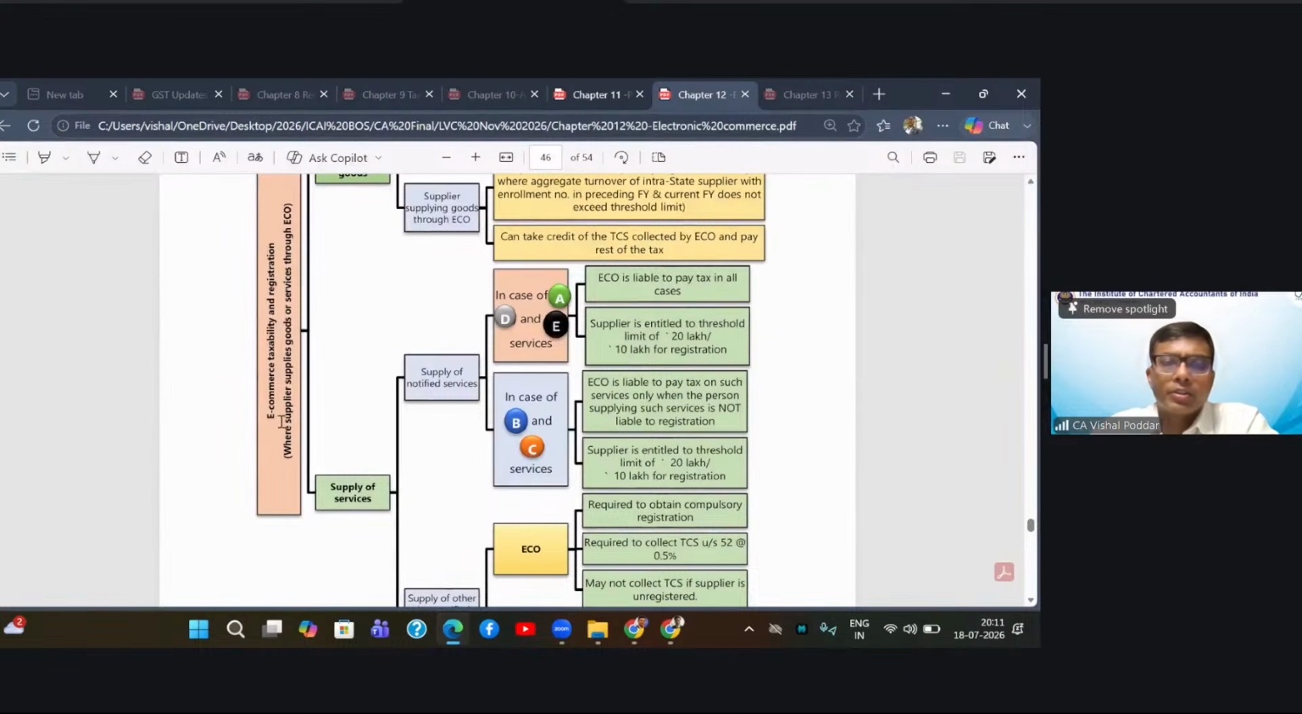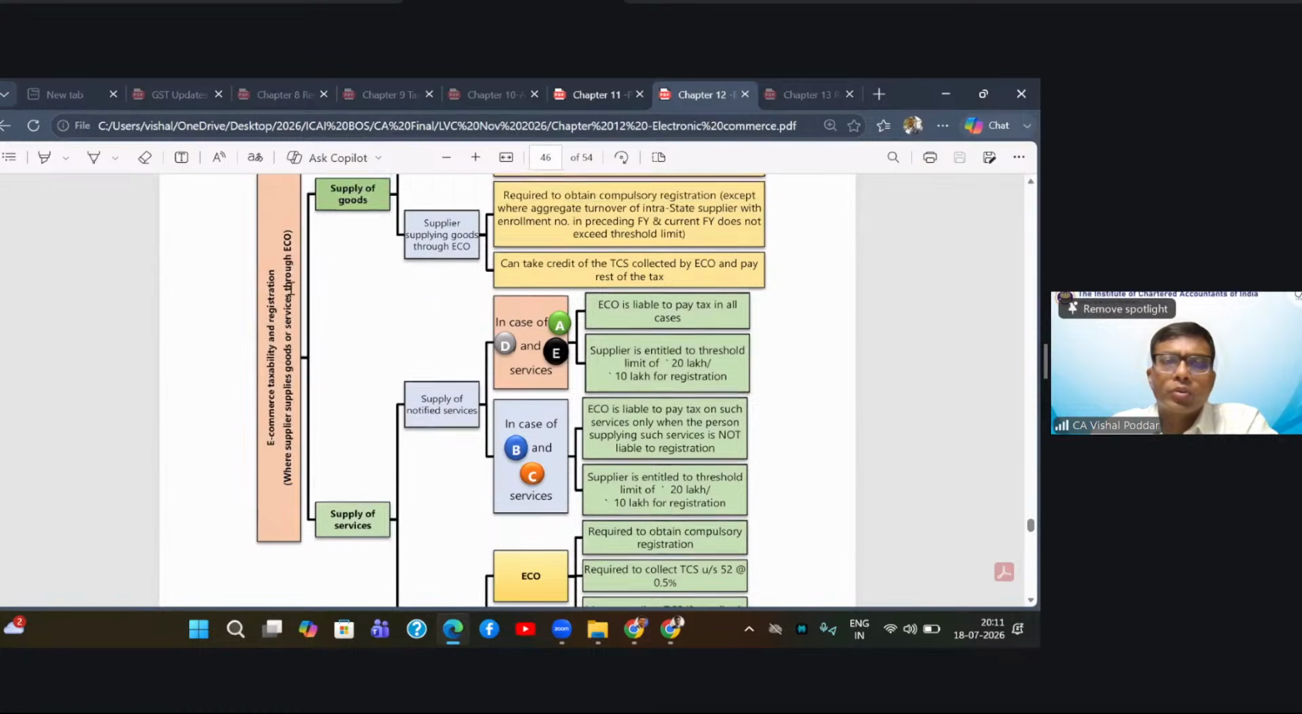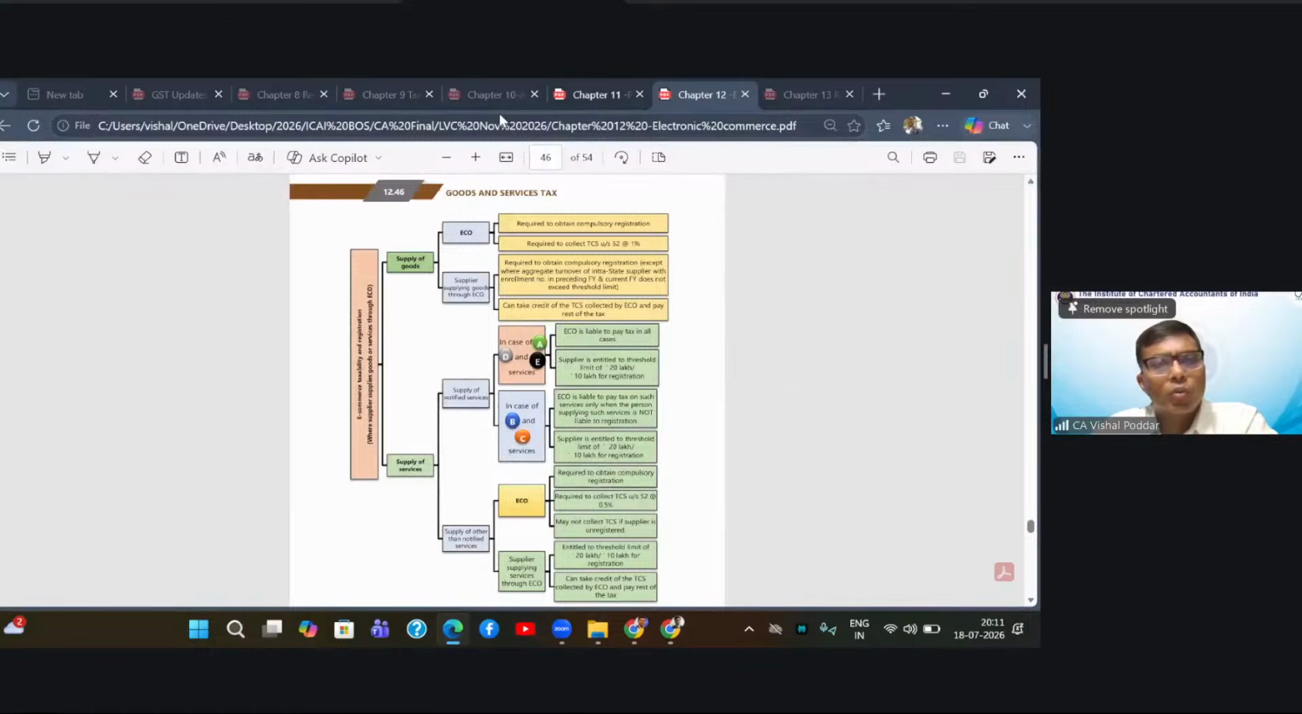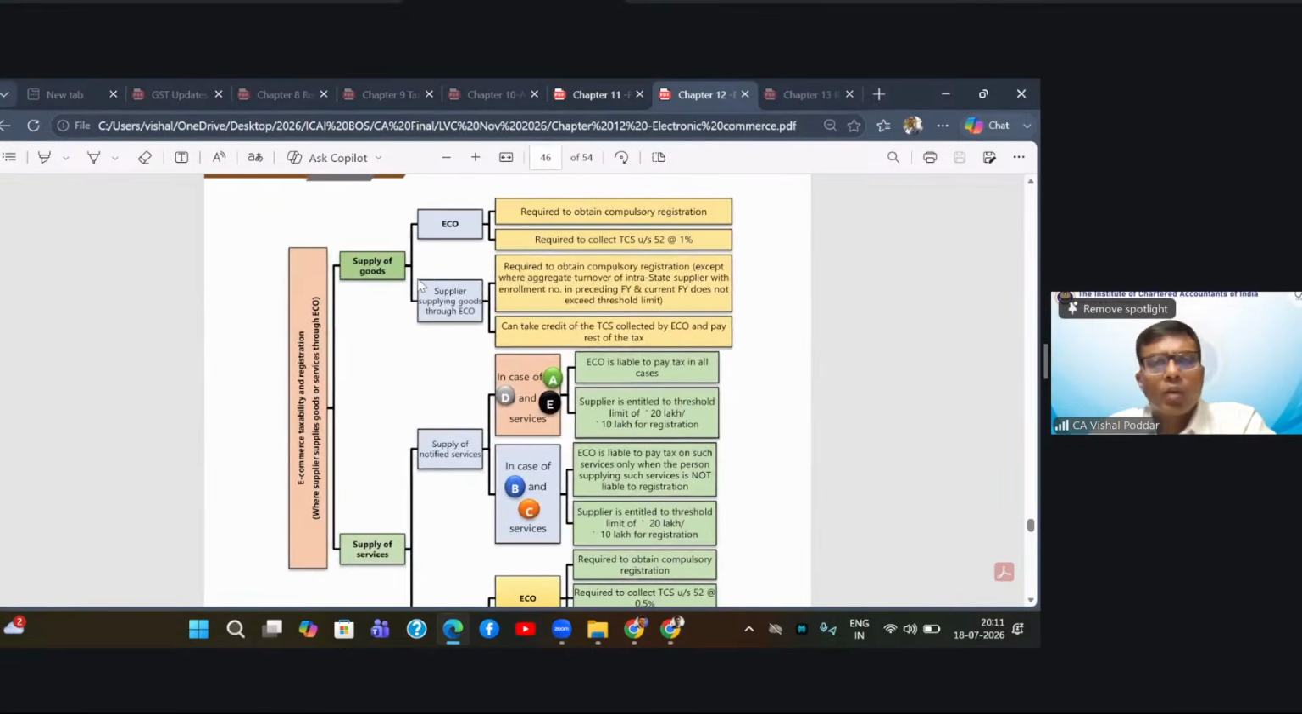Now, e-commerce taxability and registration, where supplier supplies goods or services through the ECO. Now, you are supplying your goods or services through an app, in simple words. What are the various pointers? First, supply of goods, suppliers supplying goods through ECO. In this particular case, what is the ECO required to do? The ECO is compulsorily required to get registered on the app, and then is required to collect TCS under section 52.